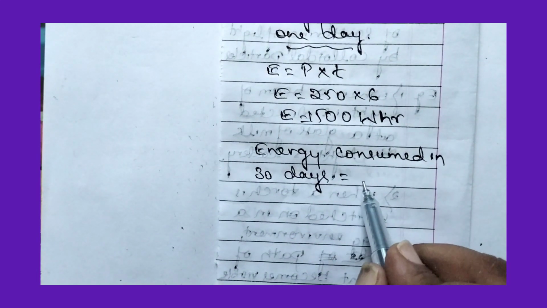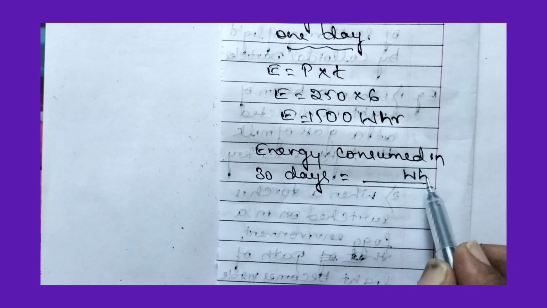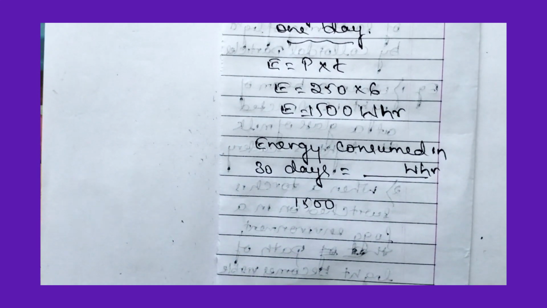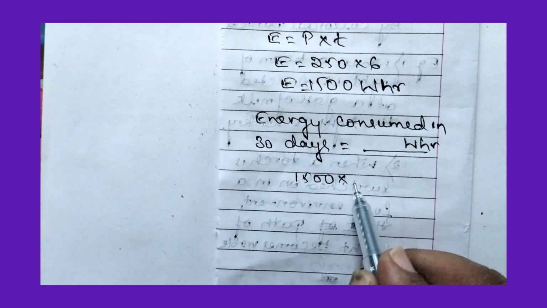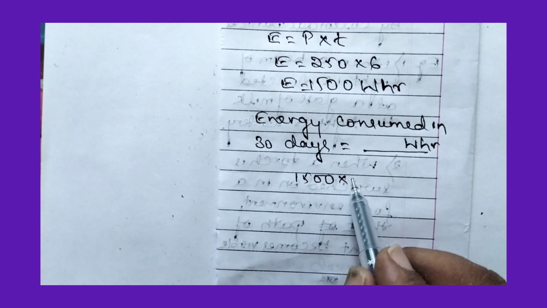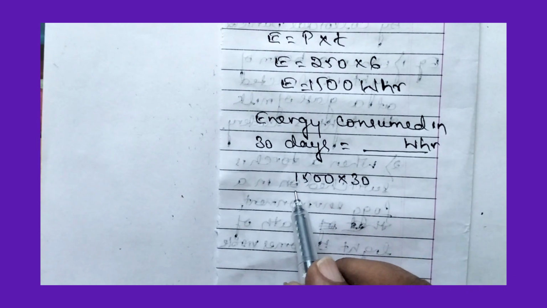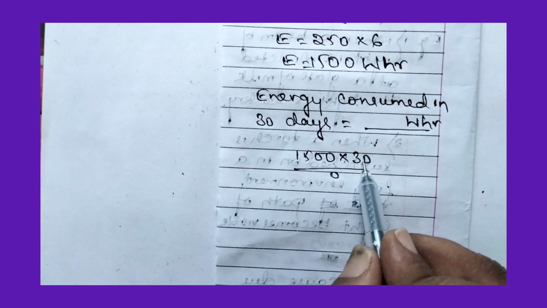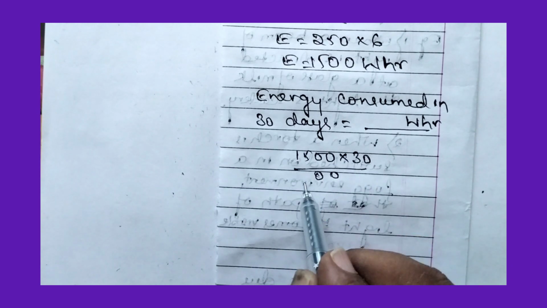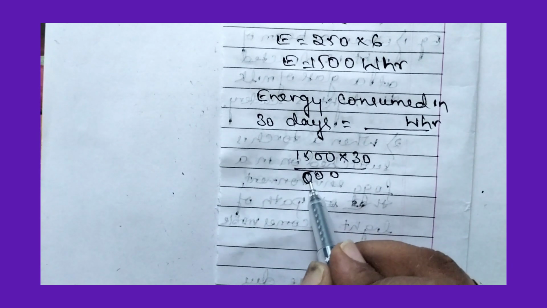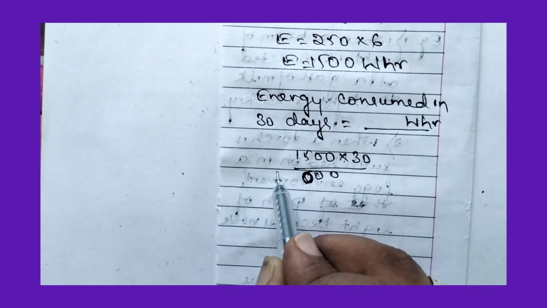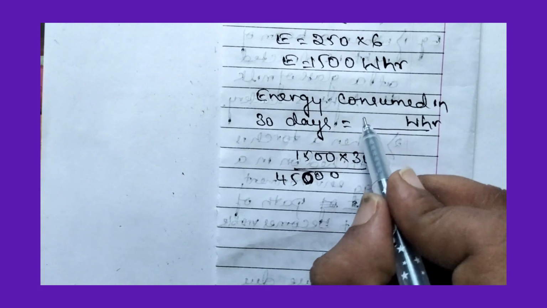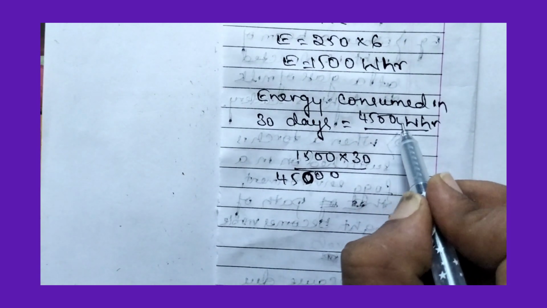So the energy consumed in 30 days is equal to dash watt hour. In 1 day it will consume 1500 watt hour, into 30. How much will it become? 30 zeros are 0, 30 5s are 150, 0, carry 15, 3 1s are 3, 3 plus 15 is 18. So it will consume 45,000 watt hour.